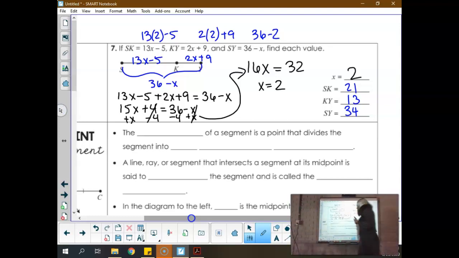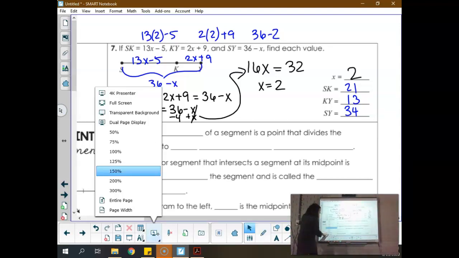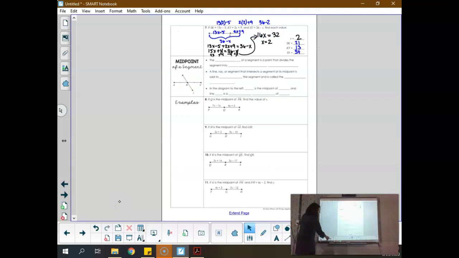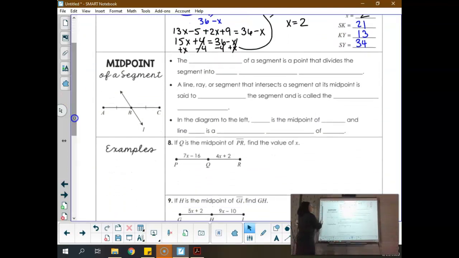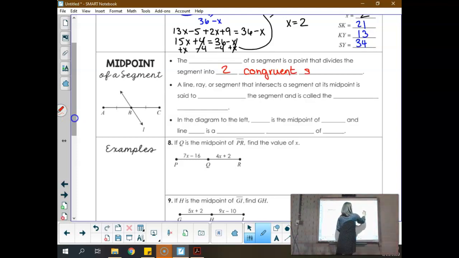Now, this entire next section is going to be a lot of definitions. But, ooh, that's way too far out. Let's go page width. All right, but we're talking about the midpoint of a segment. Now, the midpoint of a segment is any point that's going to divide that segment into two congruent parts. And that is your midpoint.